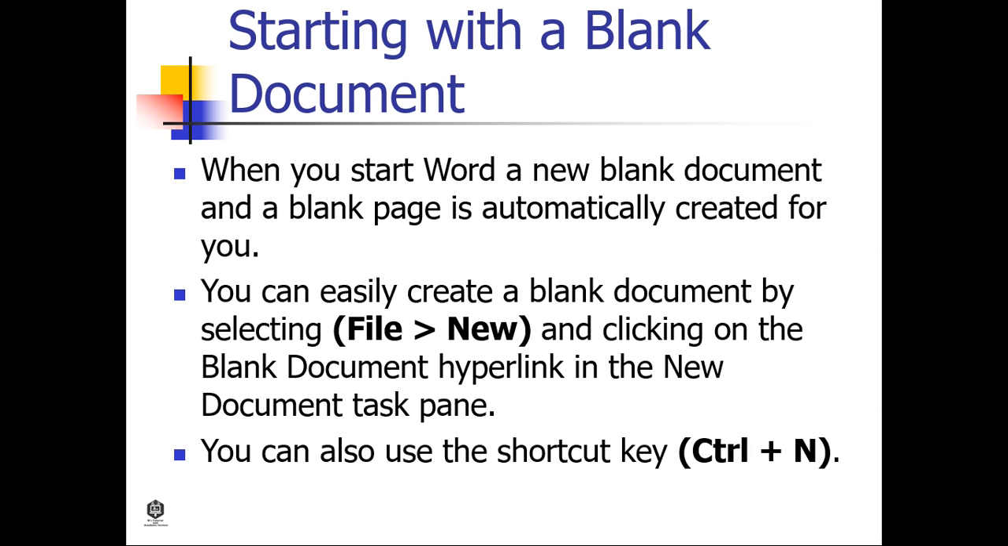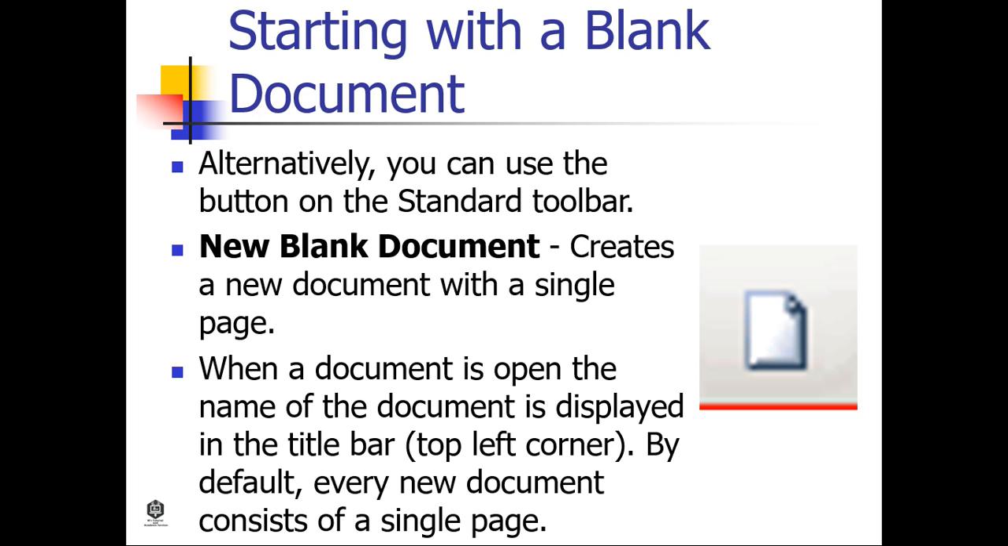In terms of starting with a blank document, when you start Word, a new blank document and a blank page is automatically created for you. You can easily create a blank document by selecting File, then New, and clicking on the blank document hyperlink in the New Document task pane. You can also use the shortcut key Ctrl-N. Alternatively, you can use the button on the standard toolbar.